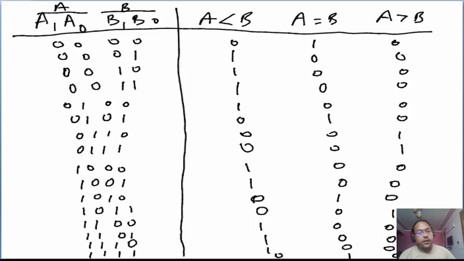Now we can use this truth table to make our digital circuit. First of all, to find the expression for A less than B, A equal to B and A greater than B, we are going to use the K-map. Let's do it for A equal to B. Let's make the K-map.